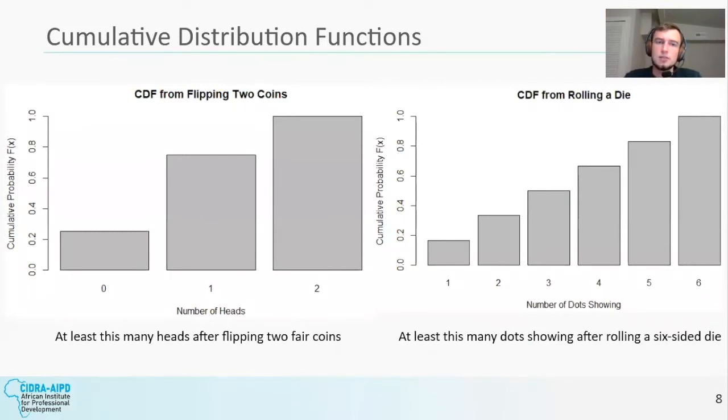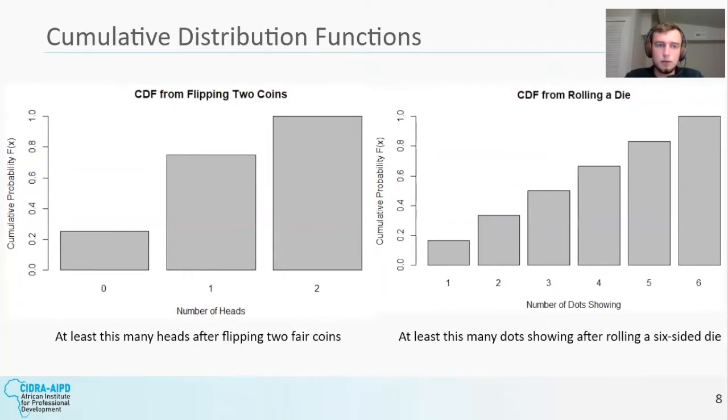So now we have some graphs of the cumulative distribution function. So you can see they both end at 1 because the probability that you get less than or equal to the highest number possible is always going to be 1 because again, you have to get some outcome of your experiment. You captured all of them.